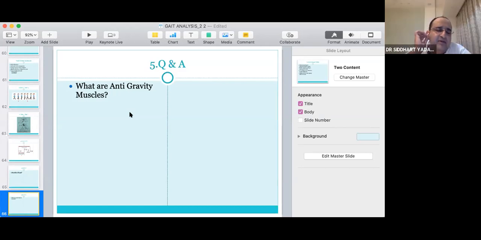Okay, you start from erector spinae, then you go to abdominals, then gluteus maximus. Then at knee level, what will be there? Quadriceps. And what will be there below the knee? Gastrocnemius and tibialis anterior. These are the anti-gravity muscles.